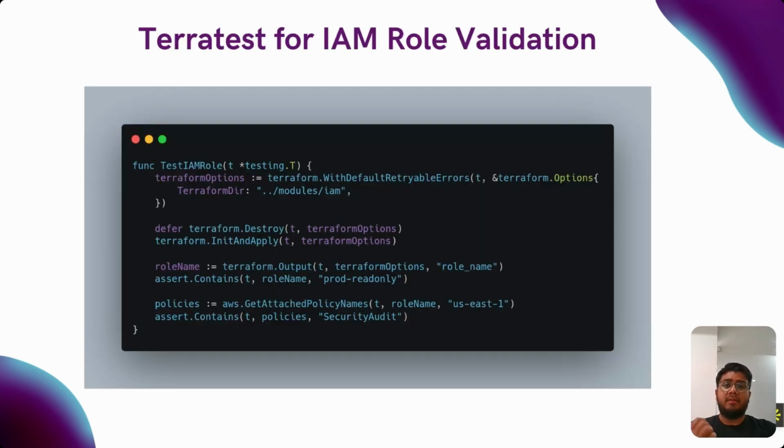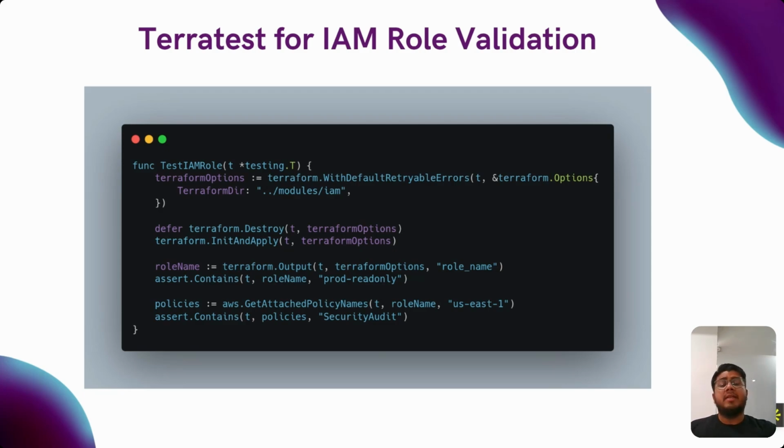Here is a Terratest for the IAM role, which I was discussing in the previous slide, on how you can validate IAM role with Terratest. There we have Terraform destroy. The role name is prod-read-only, so no one accidentally creates a privileged role in a production context.